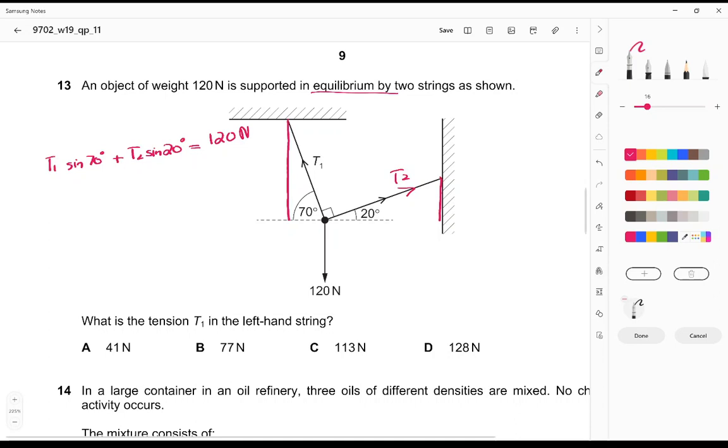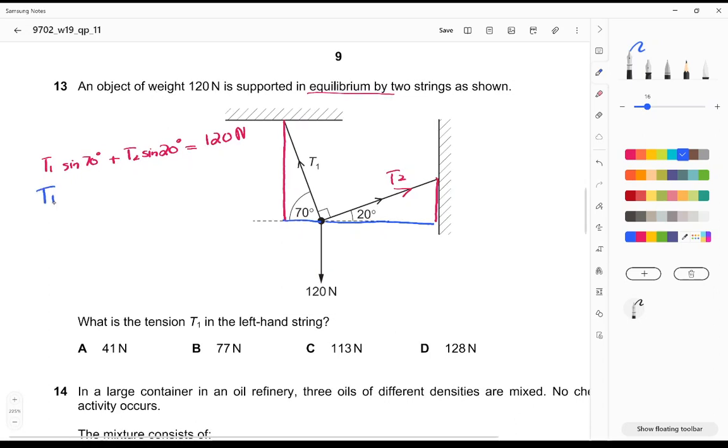How about a second equation? Let's resolve in the horizontal direction. So this one and this one, resolving T1 and T2 only. So T1 cos 70 degrees should be equal to T2 cos 20 degrees. So this is equation number 1 and this is equation number 2. We need to combine the two to get T1. T1 is our target.